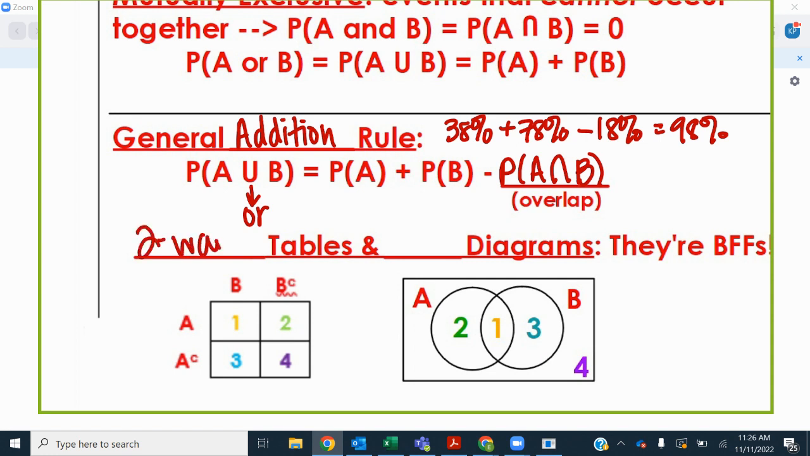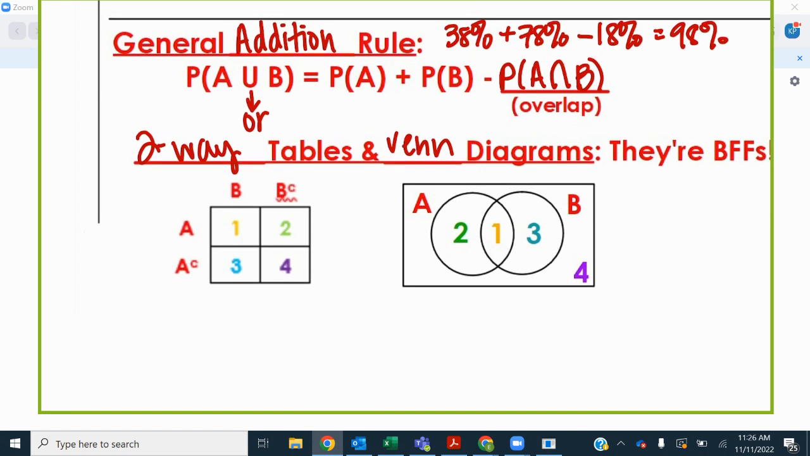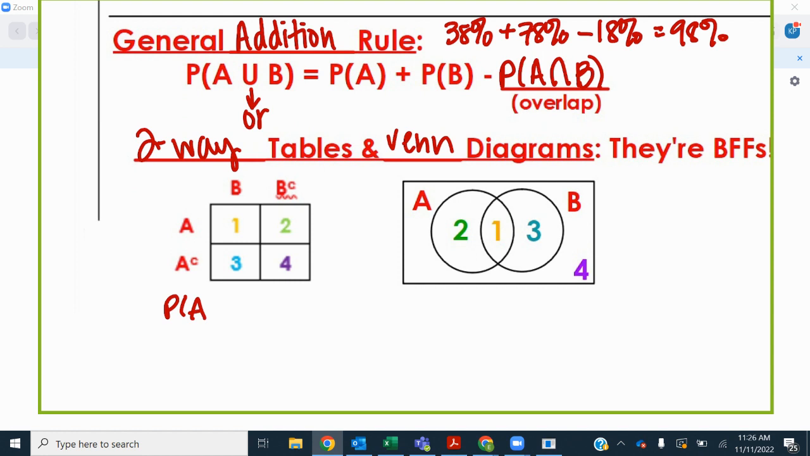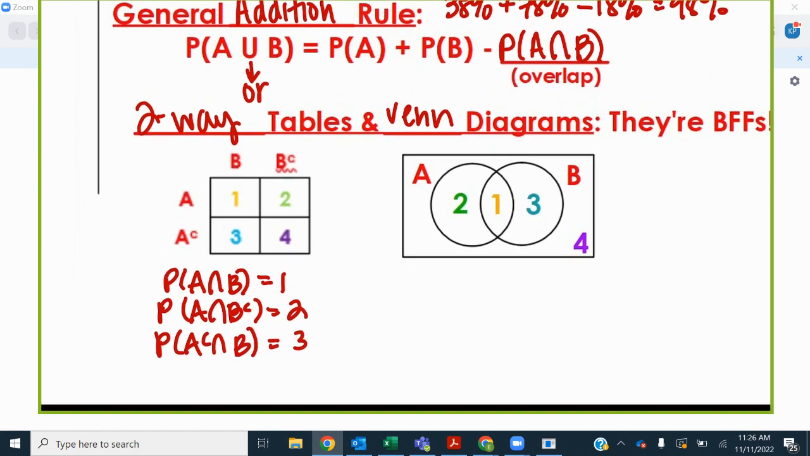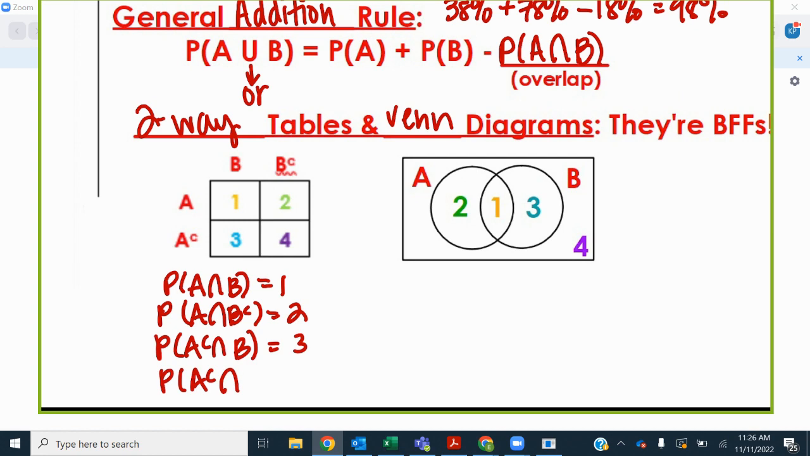Two-way tables and Venn diagrams are BFFs. So what we want you to make sure you see is that you have all the same numbers represented in either one. And in a two-way table, the and is where they overlap. And so that's where we use that and symbol. So P of A and B is 1. P of A and not B is 2. P of not A and B is 3. And then neither, P of not A and not B, would be the last one, 4.